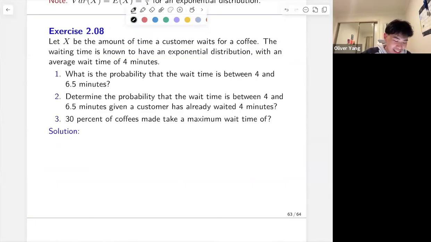Okay, so the last question is just the application. So we know that X is the amount of time for a customer to wait for coffee, and you've got an exponential distribution with an average wait time of 4. So E of X is 4. So lambda is going to be 1 over 4, right?